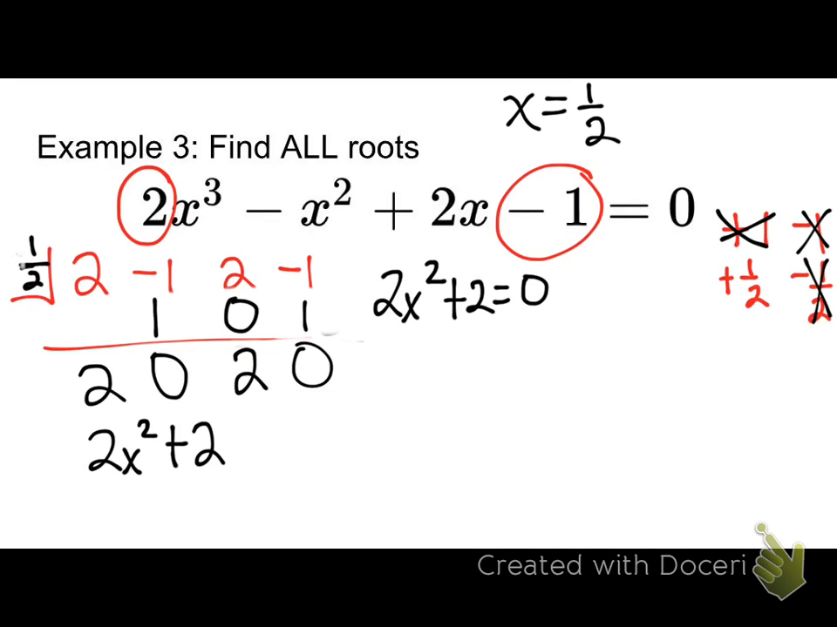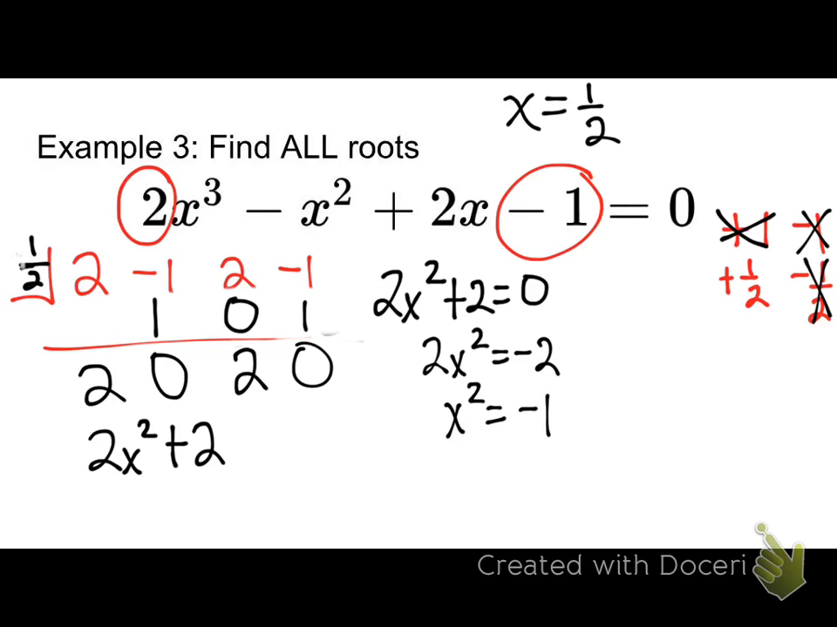How do we solve this? Subtract 2 from both sides. We're trying to get x alone. So 2x squared equals negative 2. Then what? No, don't square root yet. Divide. So x squared equals negative 1.